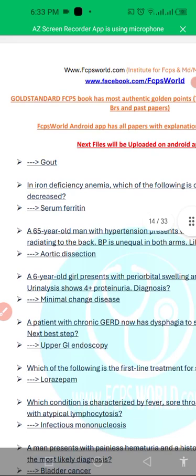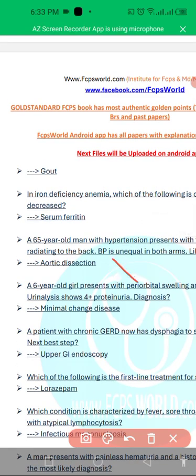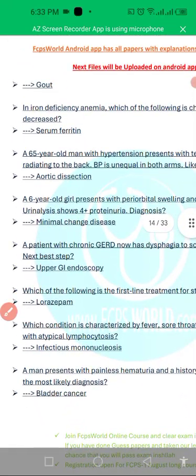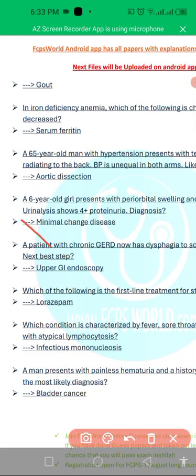Next one is a patient presenting with periorbital swelling, and urinalysis shows proteinuria. What is the diagnosis? Minimal change disease is the diagnosis for this condition. A patient with chronic GERD has dysphagia, and the next step for diagnosis is upper GI endoscopy.